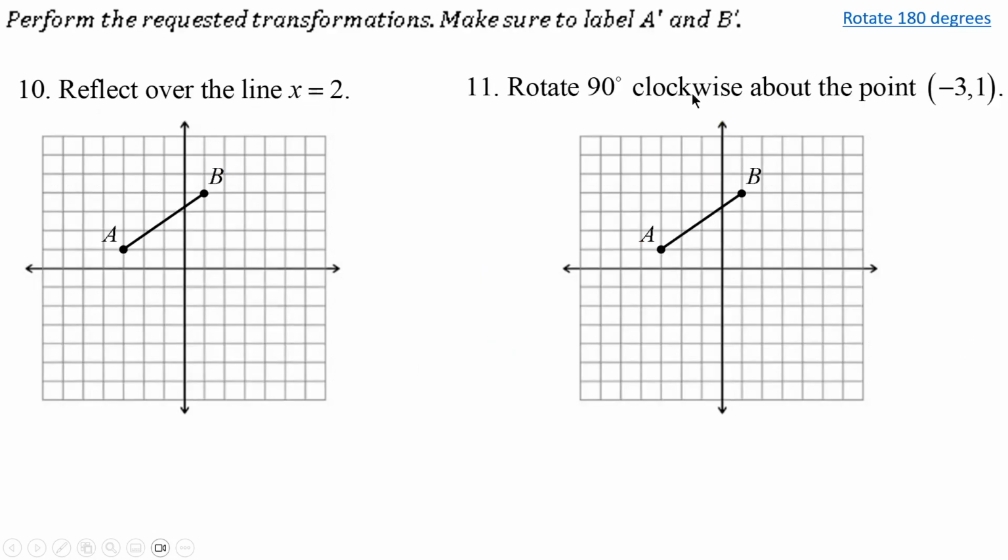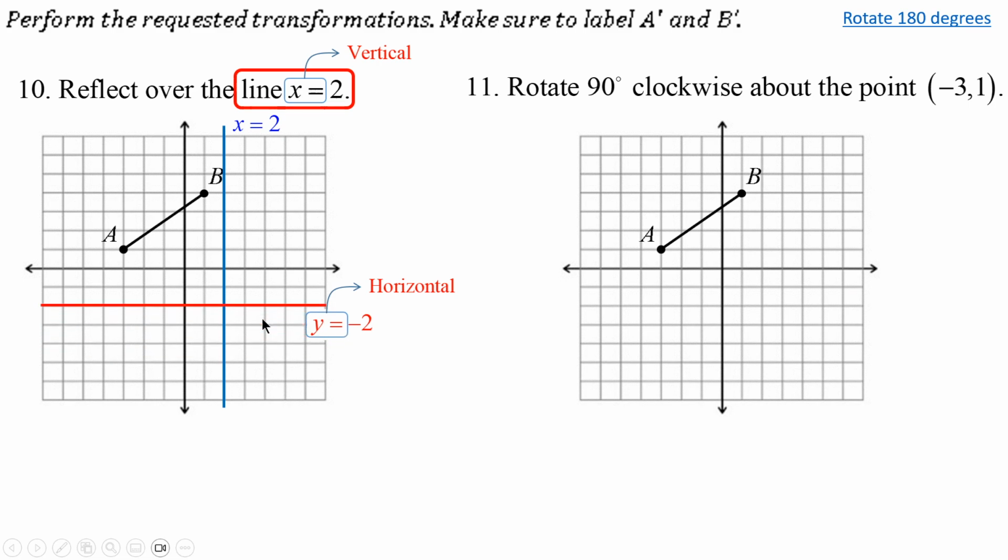Okay, so let's reflect over the line x equals 2. So perform the requested transformations. Make sure to label A prime and B prime. Okay, so x equals 2. Well, x equals 2, that's going to be a vertical line where every x coordinate is positive 2. Now, if they said y equals something, like y equals negative 2, that's going to be horizontal. So that's the horizontal line where every y coordinate is negative 2. So that would look like that. But we want the x equals 2 here, so get rid of that.